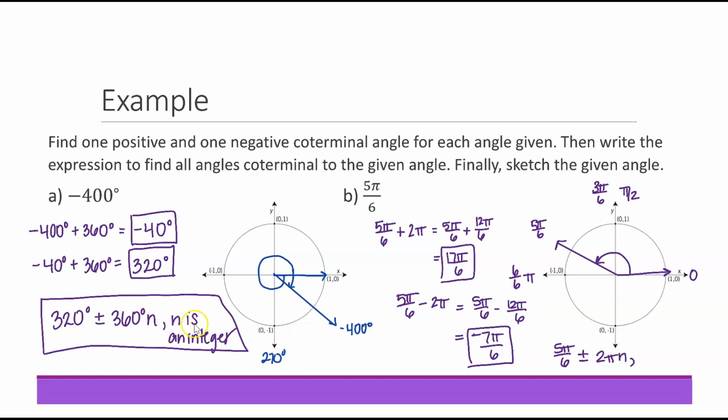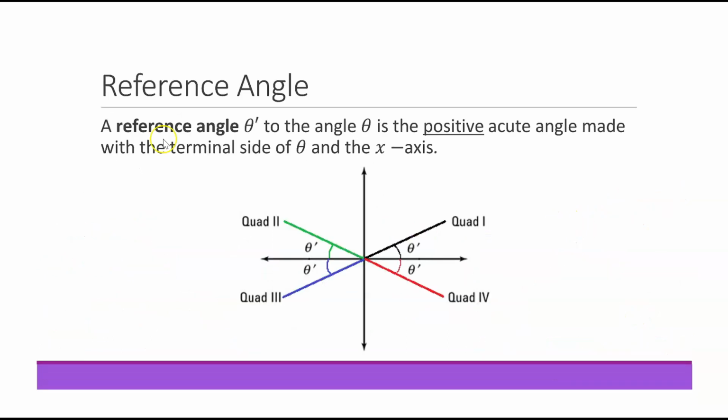Now you can write this expression out in words, but for anyone who's interested, we have some shorthand in math where we can say n is in the set of integers, which is this fancy, bold looking Z. So this says 5 pi over 6 plus or minus 2 pi n, where n is an integer. n is in the set of all integers. So we can go ahead and keep this as our expression.